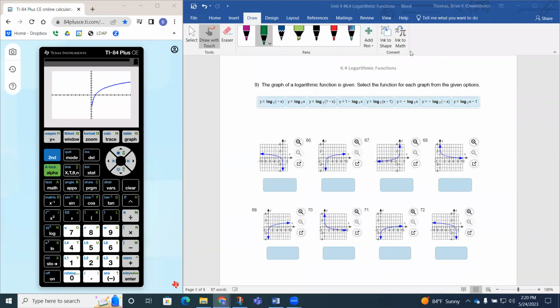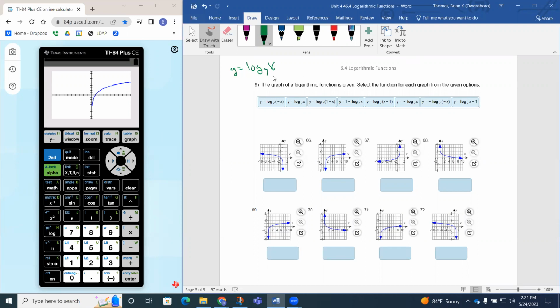So question 9, we want to graph a logarithmic function that's given. We want to select a function for each graph with these options here. So remember, our parent function is going to be y equals the log of x base 7.